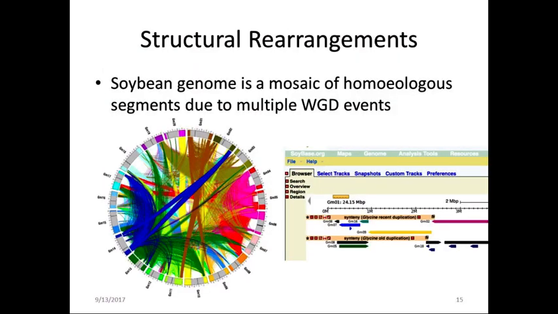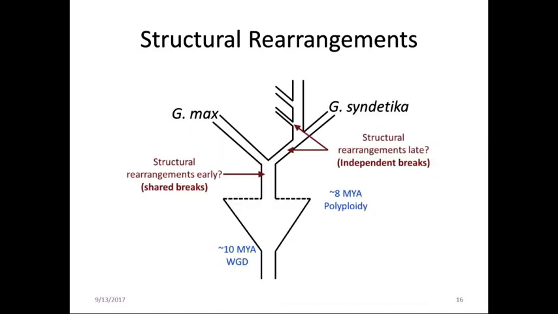The one thing we decided to do with this draft genome was to really look at the structural rearrangements. We know that the soybean genome has many different types of chunks in it because of the multiple whole genome duplications. So can we look at this and answer some evolution questions? You've seen this figure many times in different types of publications. If you go to Soybase, you can find the synteny viewer basically here on the gbrowse. So what's the question? When did these structural rearrangements occur?